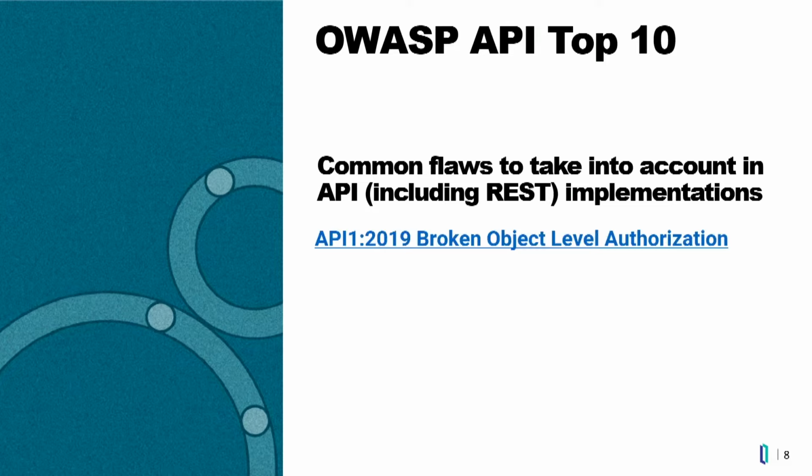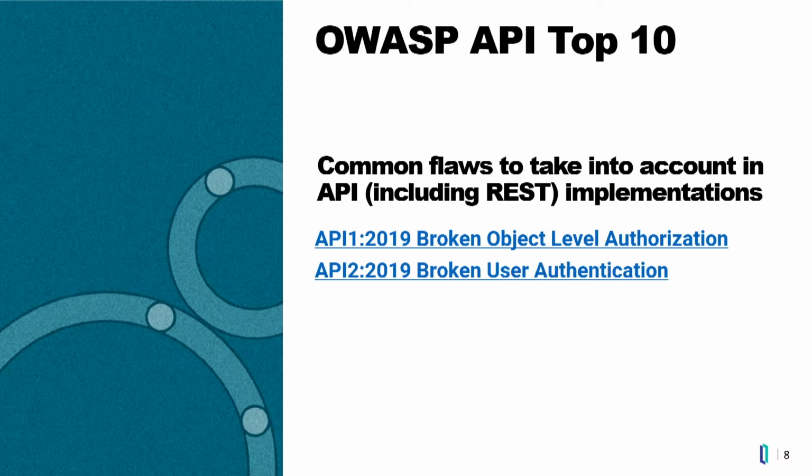So number one is broken object level authorization. This is an endpoint that operates on a specific object, say maybe by ID. You need to make sure that the user actually has access to that ID to create or update or delete it.